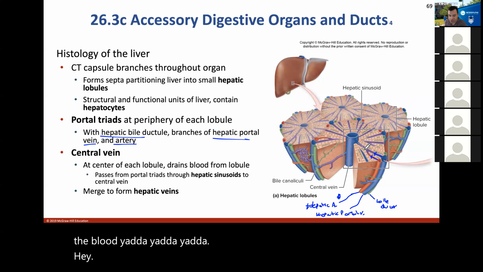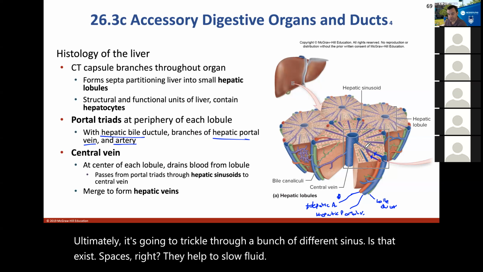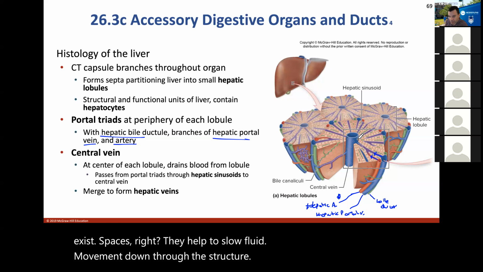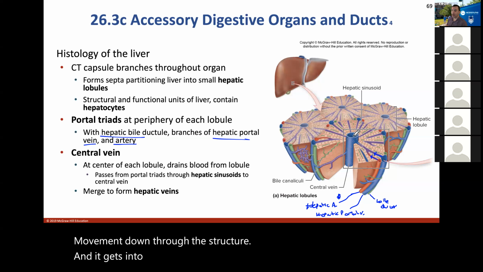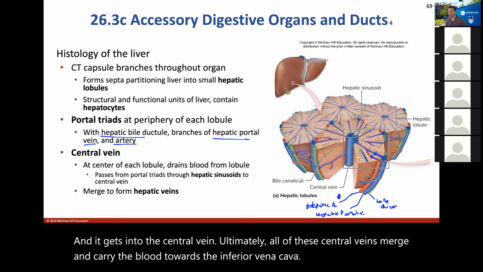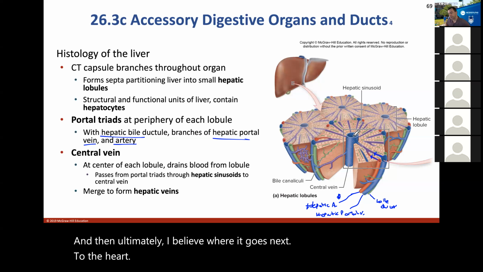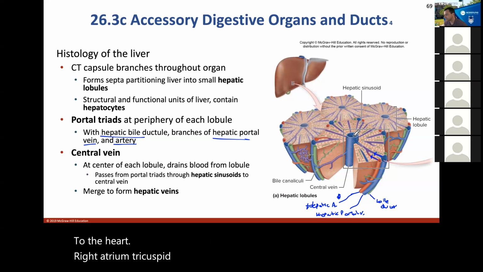Ultimately, it's going to trickle through a bunch of different sinuses, spaces, that help to slow fluid movement down through the structure. And it gets into the central vein. Ultimately, all of these central veins merge and carry the blood towards the inferior vena cava. And then ultimately, I believe you know where it goes next. To the heart. Right atrium, tricuspid valve, right ventricle.